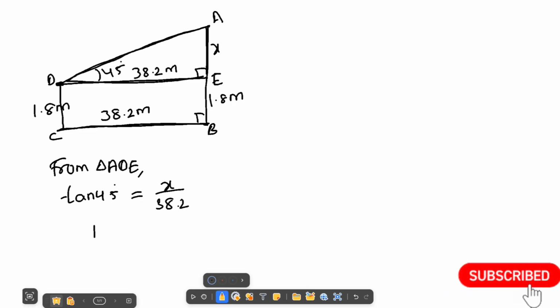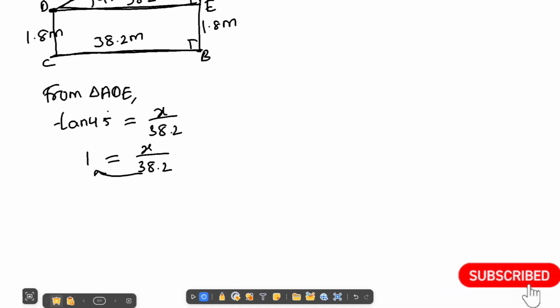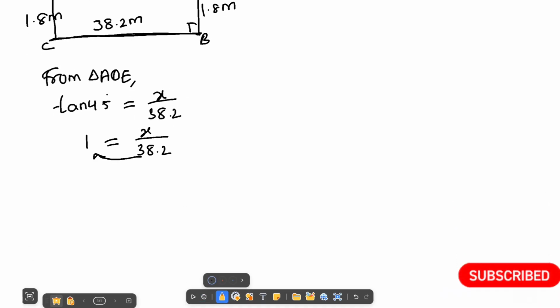Now we know that tan 45 is equal to 1. So 1 is equal to X by 38.2. If you bring this 38.2 to the left side, it becomes 38.2 into 1 is equal to 38.2. Now we get X is equal to 38.2 meters.